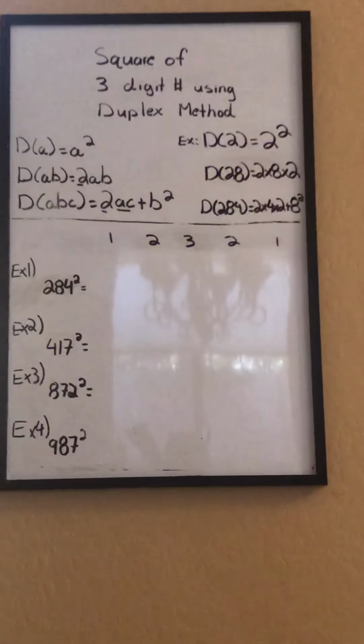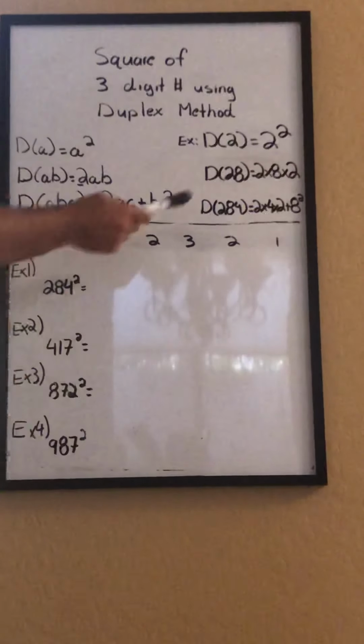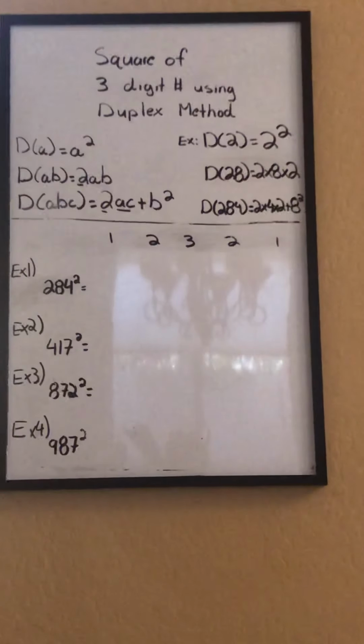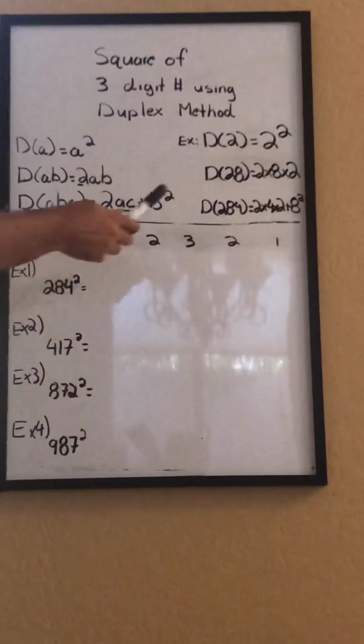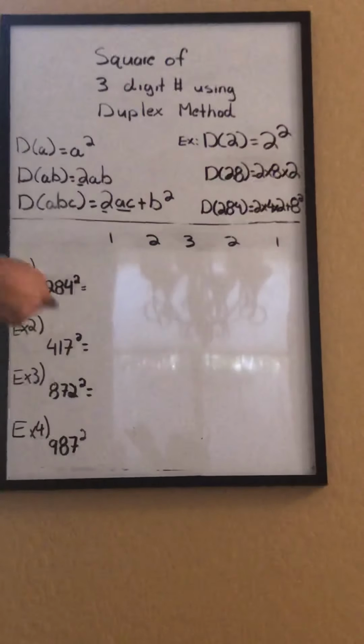The duplex of a single-digit number is just its square. The duplex of a 2-digit number is twice the product, that is, the product multiplied by 2. And the duplex of a 3-digit number is twice the product of the outside numbers plus the square of the number in the middle. So let's get started, and it'll make more sense once we do some examples.